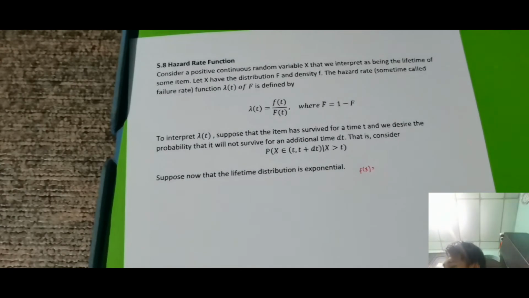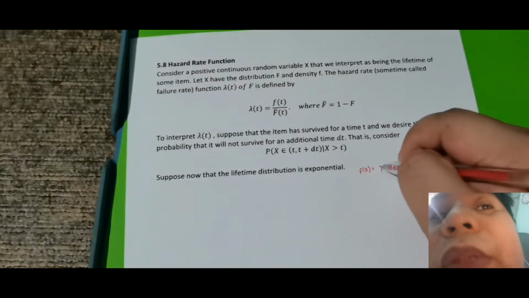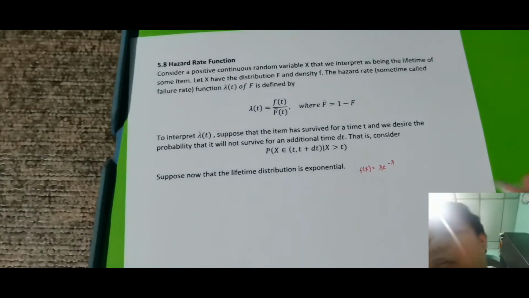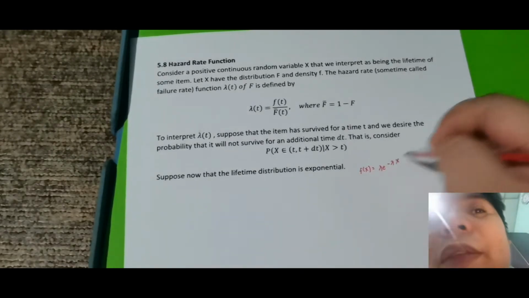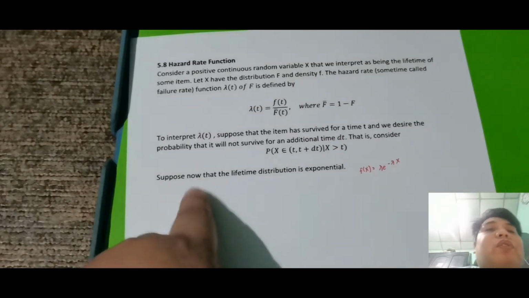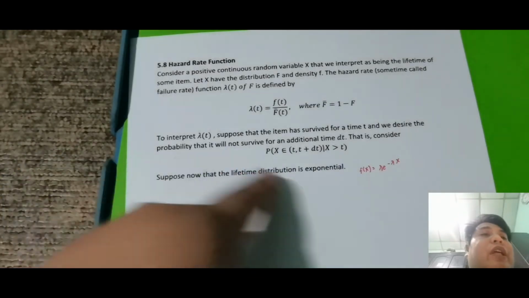Nakalimutan ko na naman. Okay, that is lambda e raised to negative lambda x. Yan yung kanyang density function. Now, suppose that the lifetime distribution is exponential. Determine the hazard rate function.